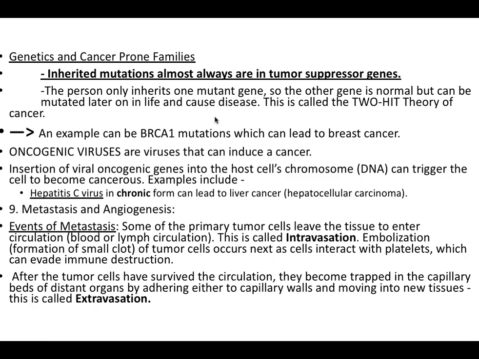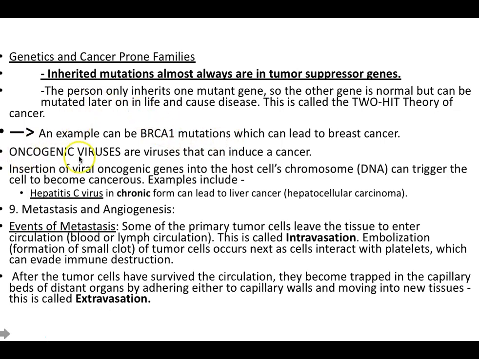What we know from inherited cancers is that the child is born with a hit. The parent gave them the hit. The first hit is inherited from the parent, and that means that they are much more susceptible to developing cancer because all they need is one more hit. And we discussed the BRCA1 mutation leading to breast cancer as an example of that.